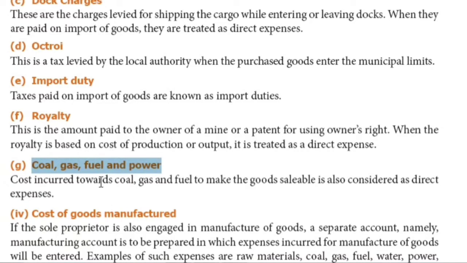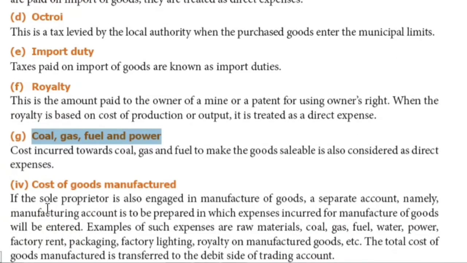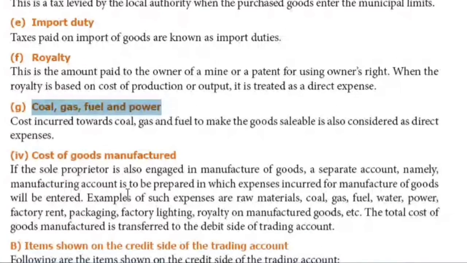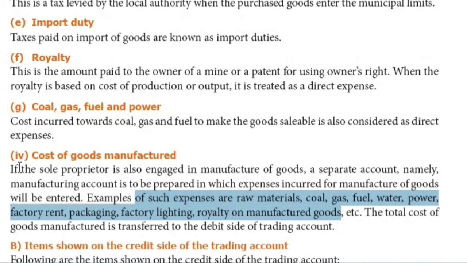Lastly, we have cost of goods manufactured. So all of the top ones which we saw, that is any expense for raw materials or coal, gas, fuel, factory rent, packaging, factory lighting, royalty, everything will come under this one heading called cost of goods manufactured. The amount of money used by the owner of the business to manufacture a product.